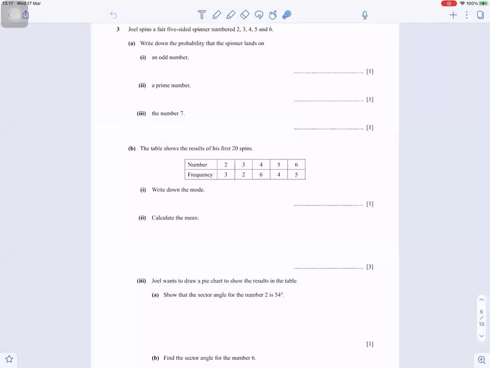It's question number 3. Question 3A, 3B. And you can press pause and have a go at it. And when you're ready, you come back and check your answers.